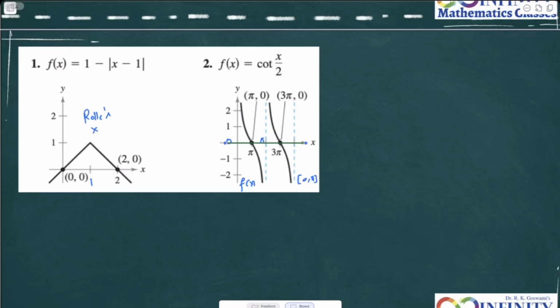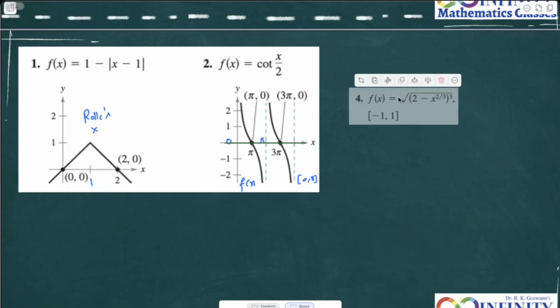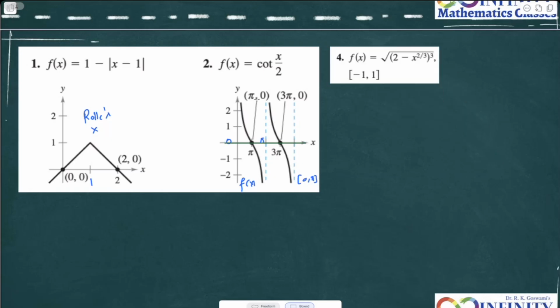Please help me with question number 4. You need to check the applicability of Rolle's theorem. The interval is given to you, so it would be continuous, right? For the continuity purpose, you need to check the domain. Because there is nothing in the denominator, we need not worry about the denominator. Only look at the domain basically.